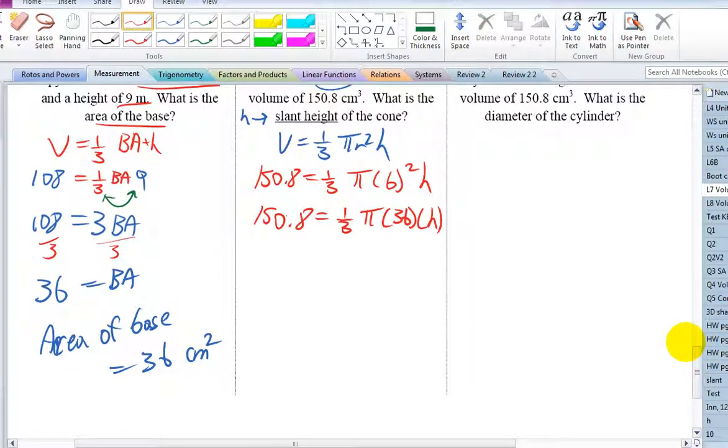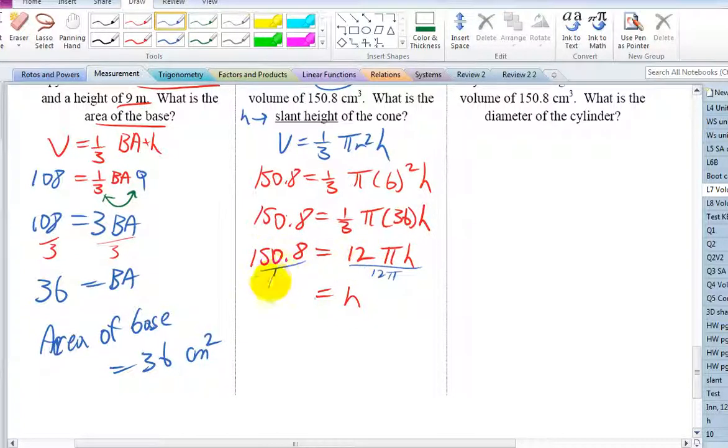I don't need brackets around the h, I'll remove those. So what's 1/3 of 36? Good. So that is 36 divided by 3. So we get 12 pi. Now we want h by itself. So what do we have to do to get h by itself? Exactly. Divide by 12 pi both sides. We're showing a bit more work here. 150.8 divided by 12 pi equals h.